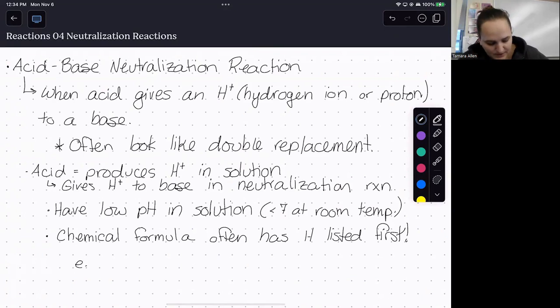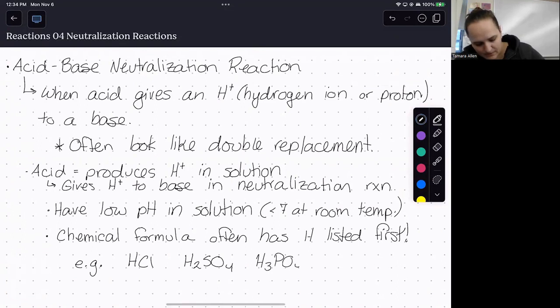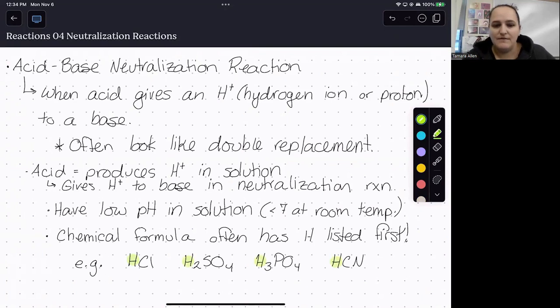So some examples of acids that you might see. HCl is hydrochloric acid, one you've handled in the lab already. H2SO4 is sulfuric acid, another common one. H3PO4 is phosphoric acid, and HCN is hydrocyanic acid. In each of these, we see that hydrogen is the very first thing listed in our formula, and that means that those hydrogen ions are acidic.